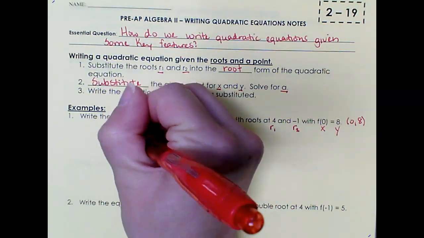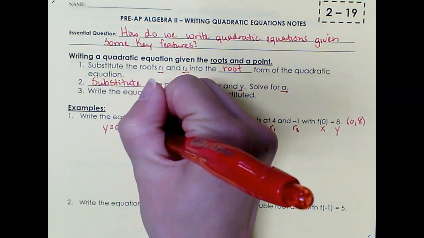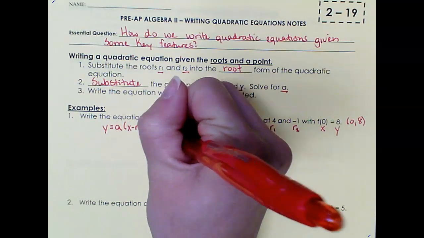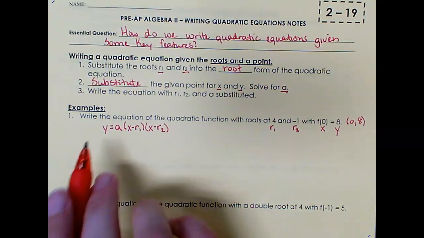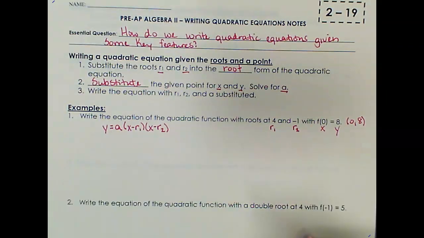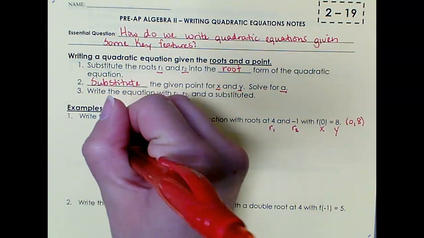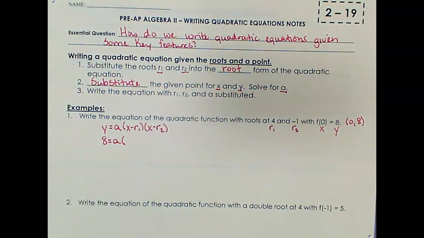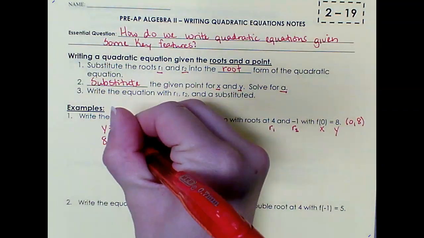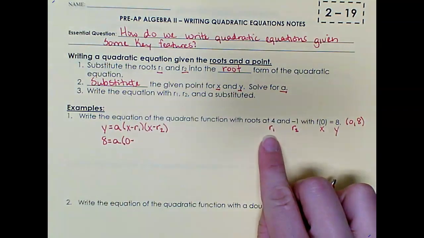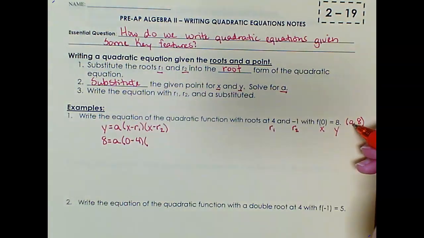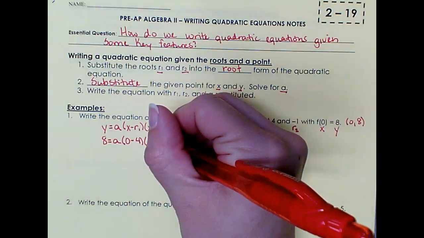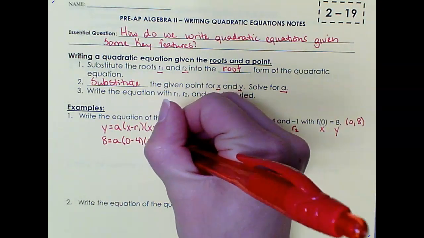So root form is y equals a times x minus the first root and times x minus the second root. So we're going to substitute all of the things that we know. So the y value we were given was 8. The a value we do not know. We're going to leave it as a. The x value is 0, minus the first root, which is 4. Close parentheses, open the next, x is still 0, minus the second root, which is -1. Well, when you subtract -1, that's really like adding 1.